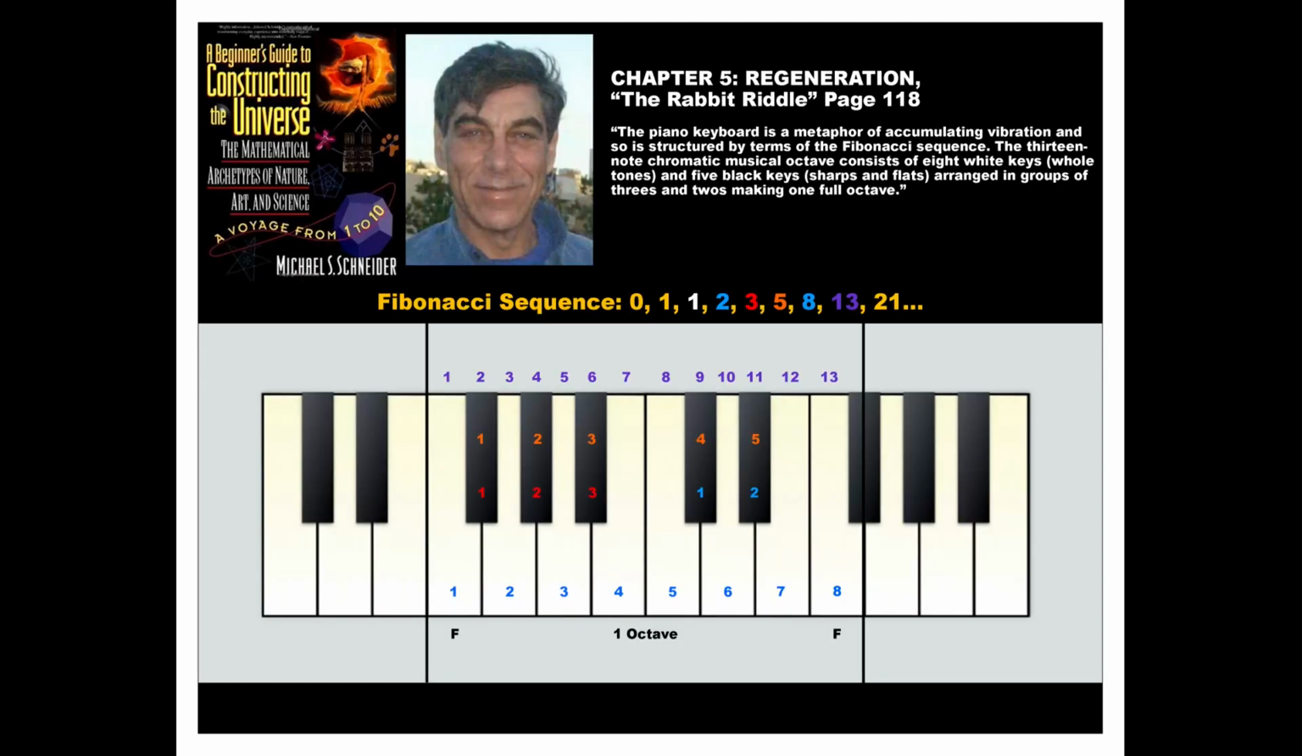And here you can see in Chapter 5, Regeneration, the section called The Rabbit Riddle. Michael Schneider writes, "The piano keyboard is a metaphor of accumulating vibration and so is structured by terms of the Fibonacci sequence. The 13-note chromatic musical octave consists of 8 white keys, whole tones, and 5 black keys, sharps and flats, arranged in groups of 3s and 2s, making one full octave."